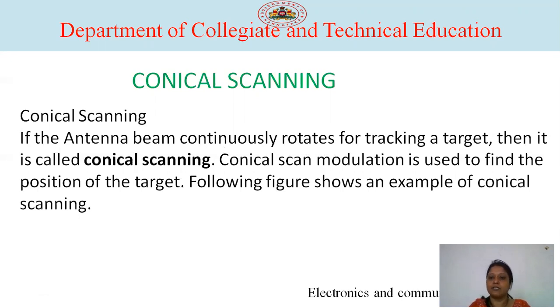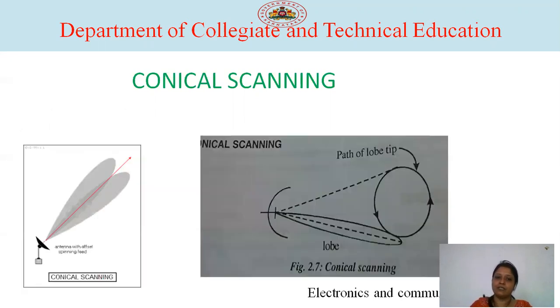A conical scan modulation is used to find the position of the target. For the diagram, just see here, this is the antenna axis. Slightly it is moved from the center, and afterwards it is continuously rotated. Like this, it is rotated. From here also you can make out the axis, and afterwards it is rotated. Then what will happen? The particular readings, the echo signals, are received, and depending on their strength we can continuously and accurately track the target. This is the conical scanning method.